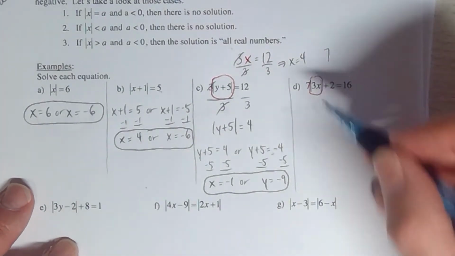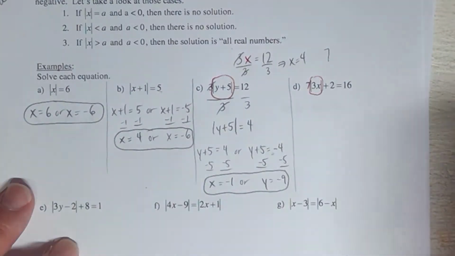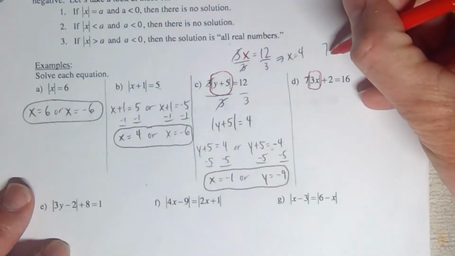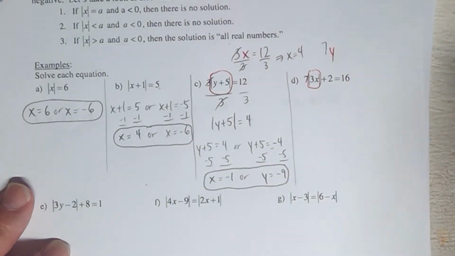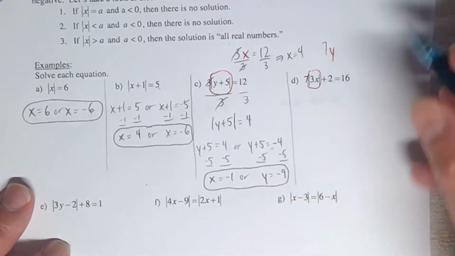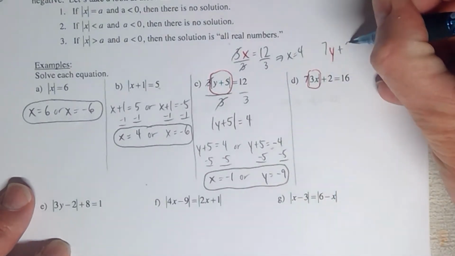So I'm not going to use the same letter, though. I'll pretend like those bars there are equal to variable y. Everything else is the same. The 7 is still there. Everything that's outside of the bars is still there. I'm just pretending like the bars are a variable.